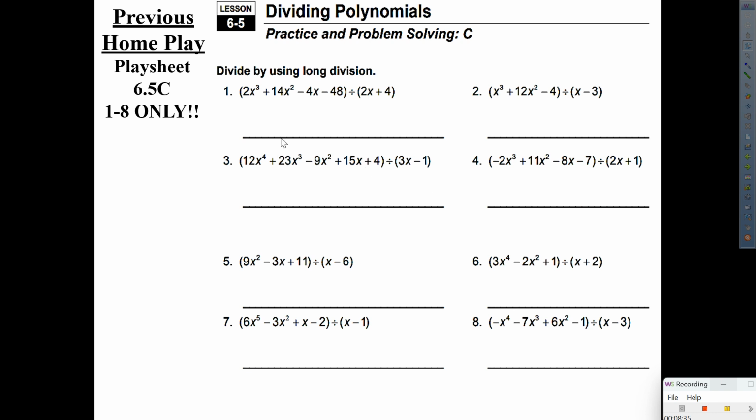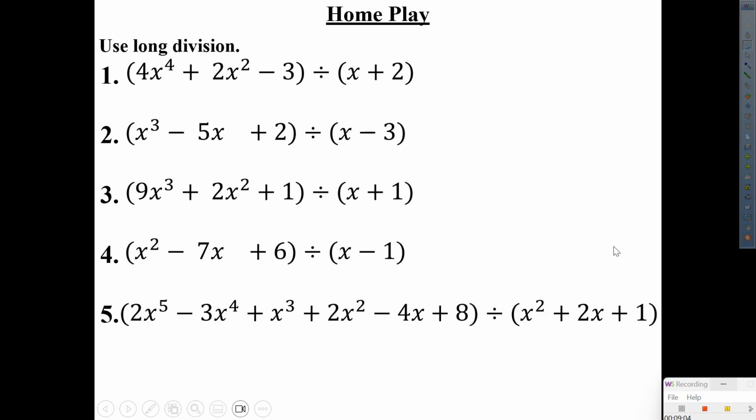So before I go back to the home play and address maybe one of them, I do want to get us started. So here's the home play for tonight. It's only 5 of them. But look at number 5. Let's go. Let's go. Let's go. Oh, yeah, we got this. Let's go. You guys see it? Yeah? Pretty good?